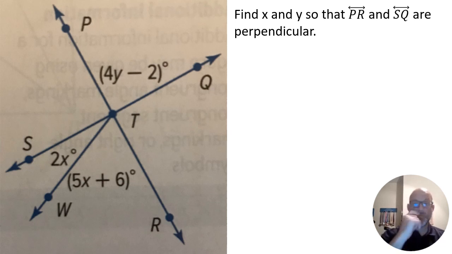We have a word problem. Find x and y so that line PR and line SQ are perpendicular. Do we remember what perpendicular means? It means that the two lines intersect to form what? Right angles, 4 right angles. Each one of these are right angles.